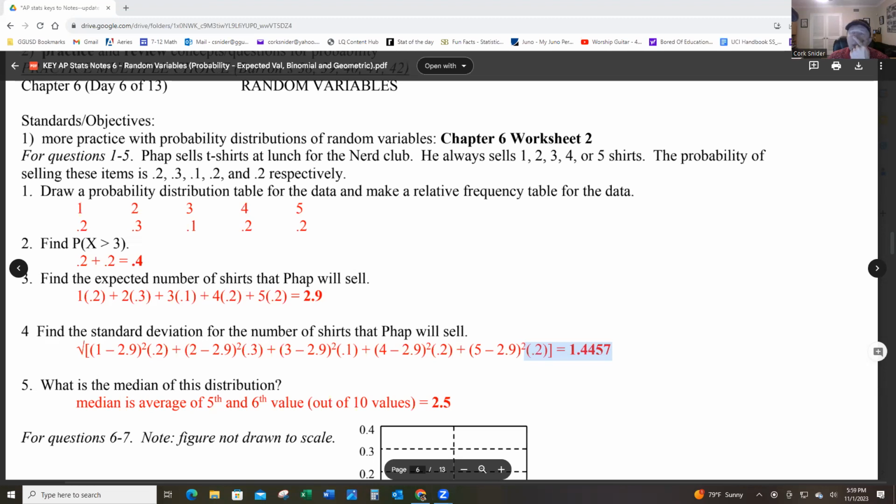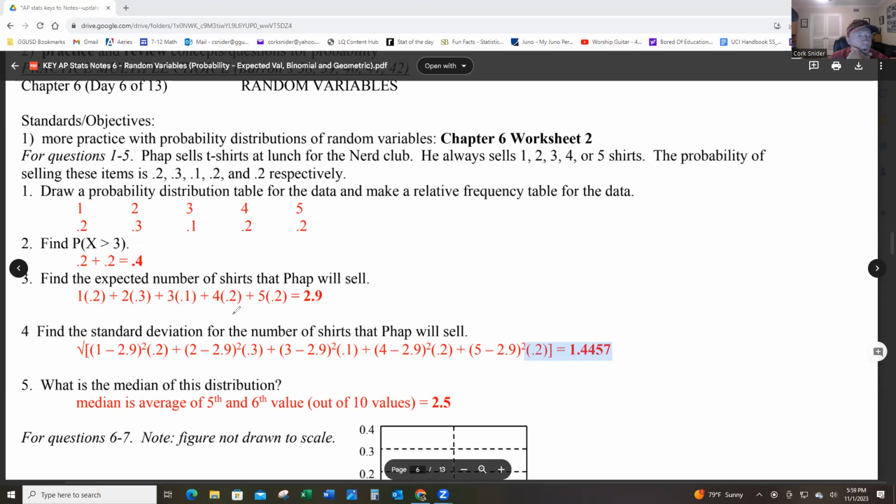Hey there. This is chapter 6, day 6, AP Stats. And we are going to go through kind of a review activity. If you're looking to study for the quiz, this would be a good sample dry run for you.